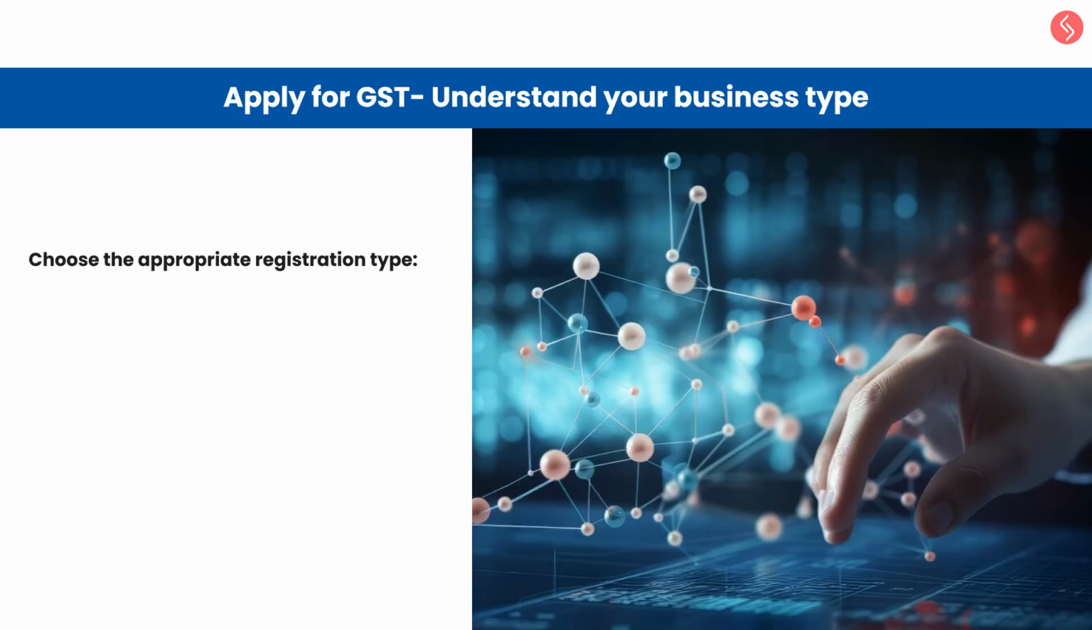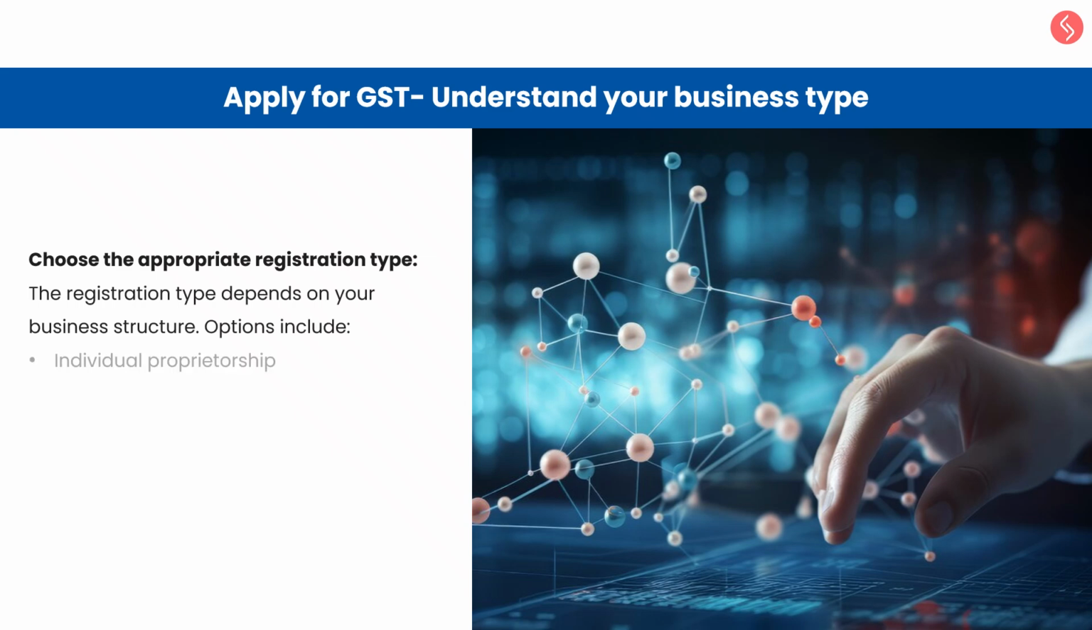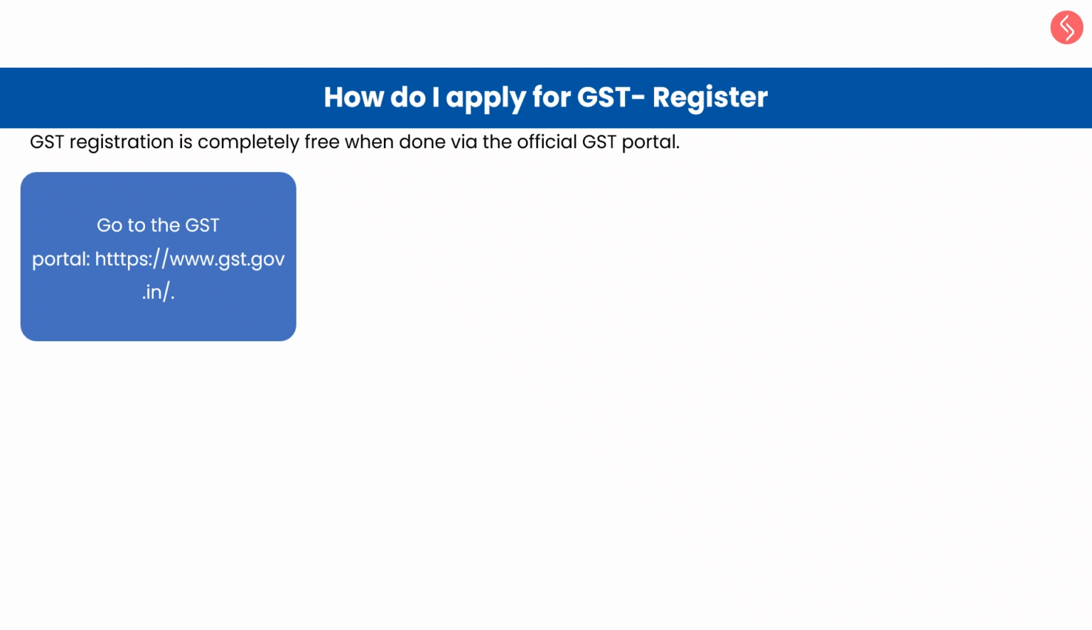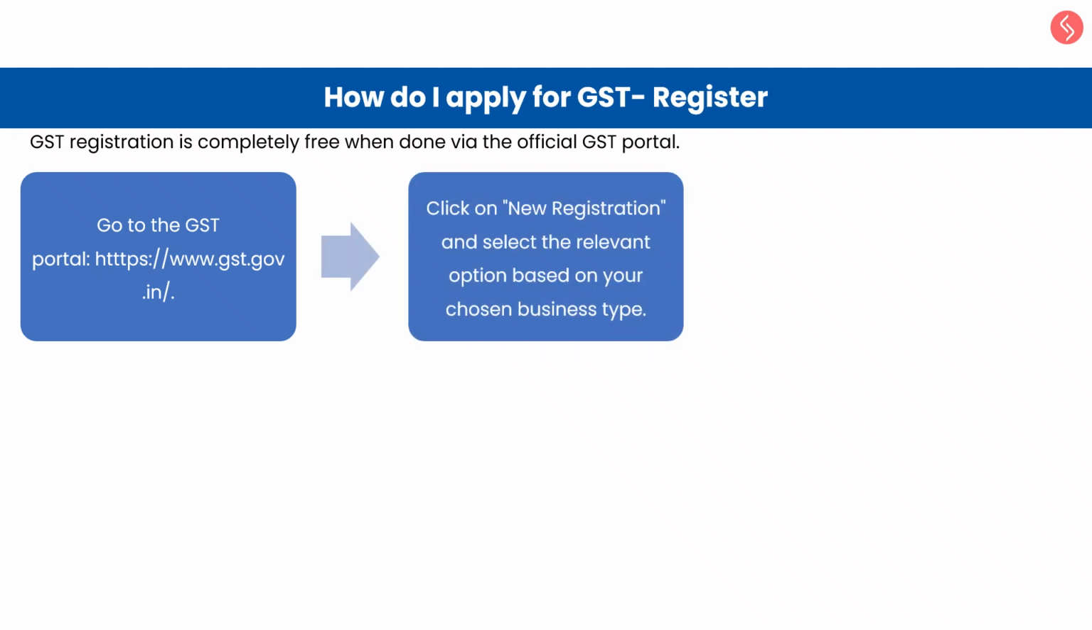While applying for the GST, choose the appropriate registration type. The registration type depends on your business structure. Options include individual proprietorship, partnership firm, limited liability partnership, LLP, and company. So what is the process to apply for GST? GST registration is completely free when done via the official GST portal. The first step is go to the GST portal, www.gst.gov.in.